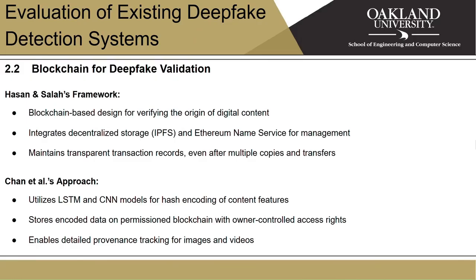We also have Hasan and Salah's framework, a blockchain-based design for verifying the origin of digital content, which integrates decentralized storage, IPFS, and Ethereum Name Service for management, and maintains transparent transaction records even after multiple copies and transfers. Chan's approach utilizes LSTM and CNN models for hash encoding of content features, stores encoded data on a permissioned blockchain with owner-controlled access rights, and enables detailed provenance tracking for images and videos.